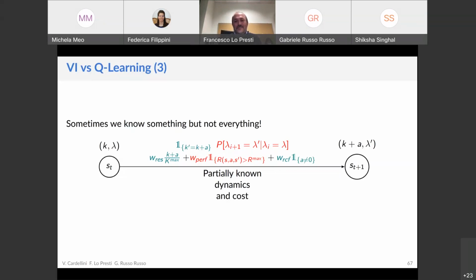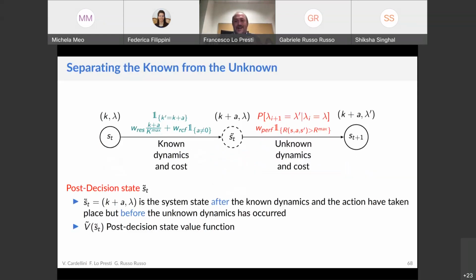But if I know something and I don't know something else, can I try to separate the 2 parts and take advantage of the 2 different techniques for each of them? And this is what Mihaela van der Schaar elegantly solved a few years ago.